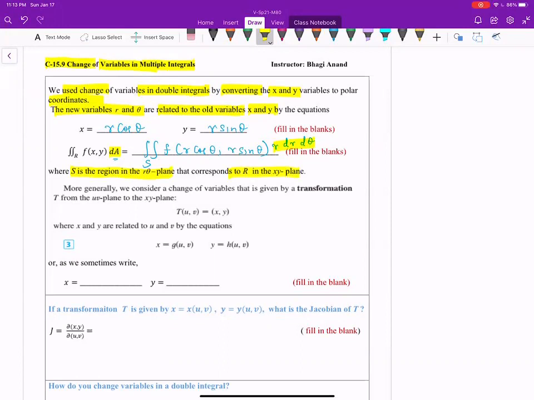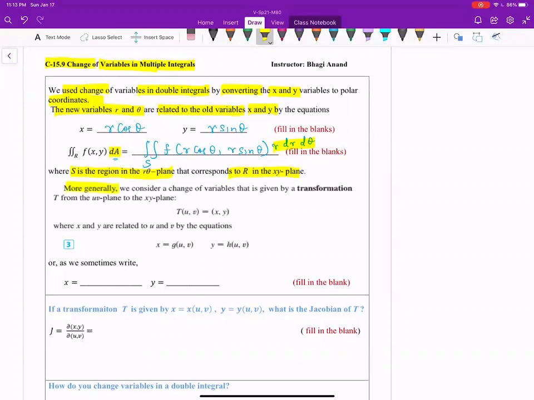So the reason for converting to the new variables, either polar or cylindrical or spherical, is to make the integration process simpler. You might have noticed that in some problems, the original region, when we converted to polar, became a polar rectangle, which was very easy to integrate because it made the limits of the variables r and theta definite limits.